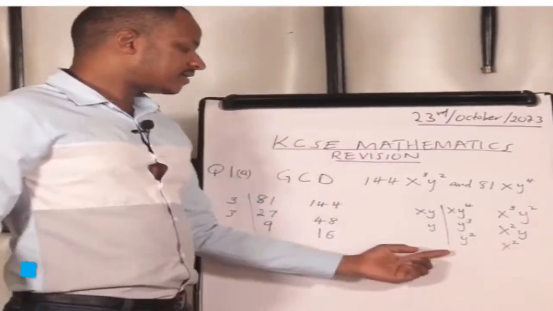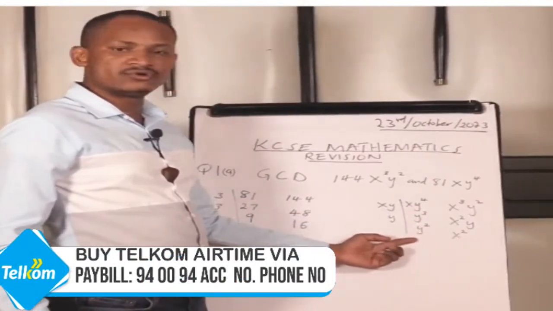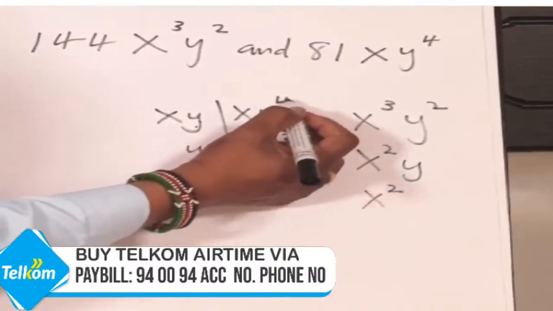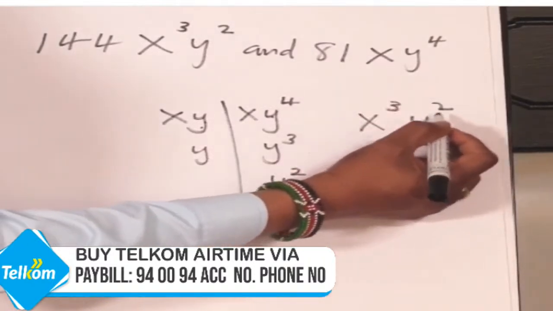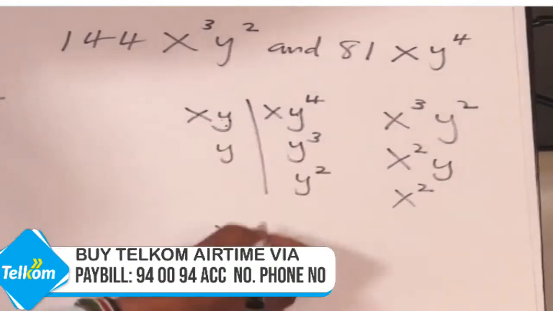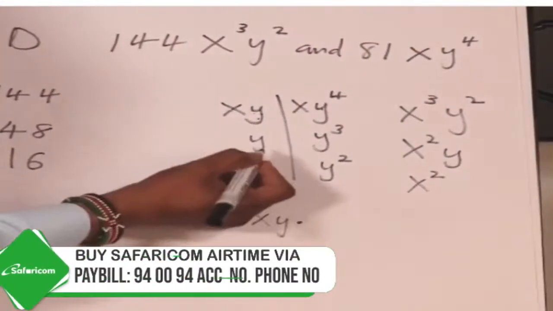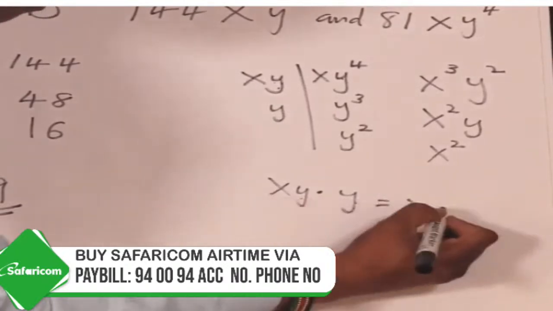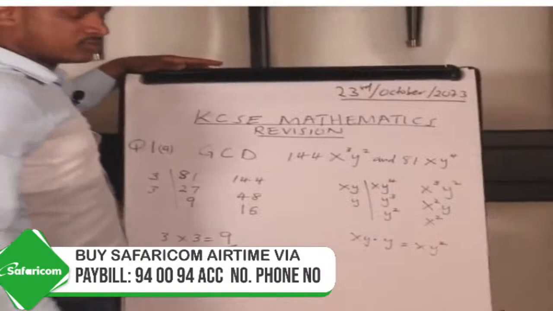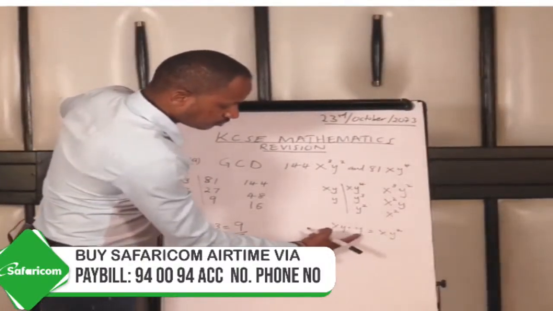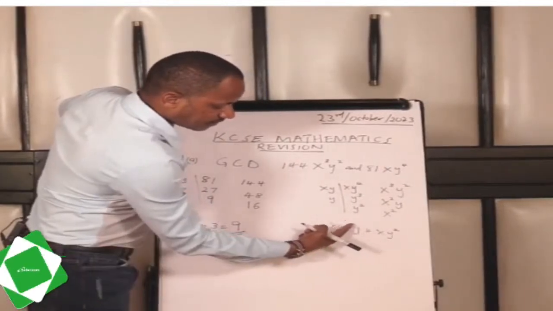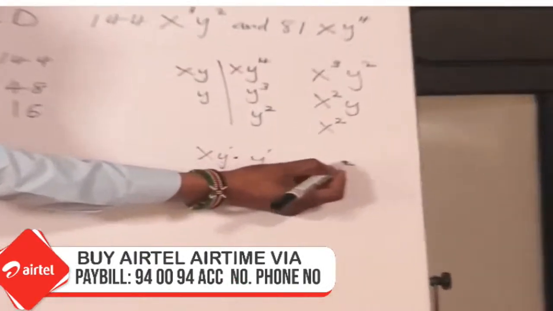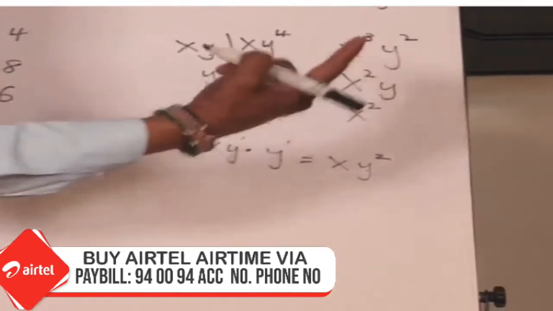Any letter that can go into these two again without a remainder, there is no other letter. So the GCD of xy raised to power 4 and x cubed y squared is xy times y, which comes to x, y squared. By the laws of indices, if you have common letters, you write that letter and add the powers. So y raised to power 1 times y raised to power 1 is y, then 1 plus 1 is 2, which is y squared.